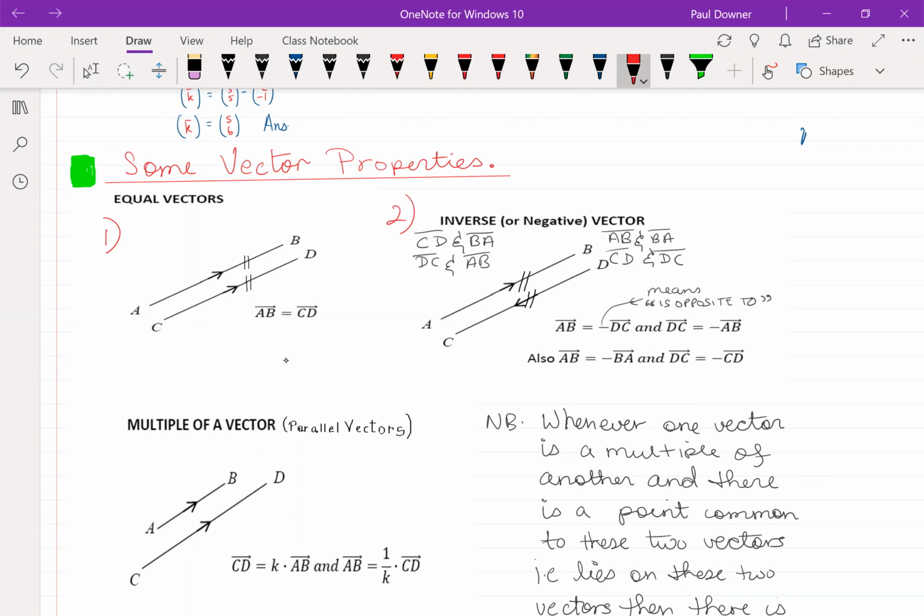Second property you need to know about is something called inverse or negative vectors. Right, just 1 second.